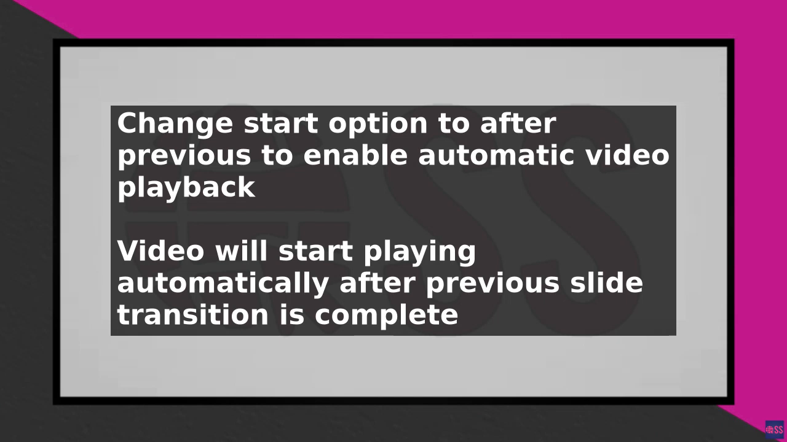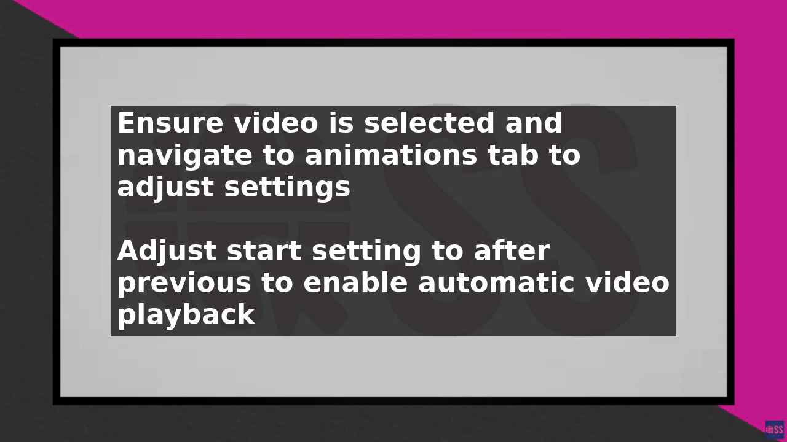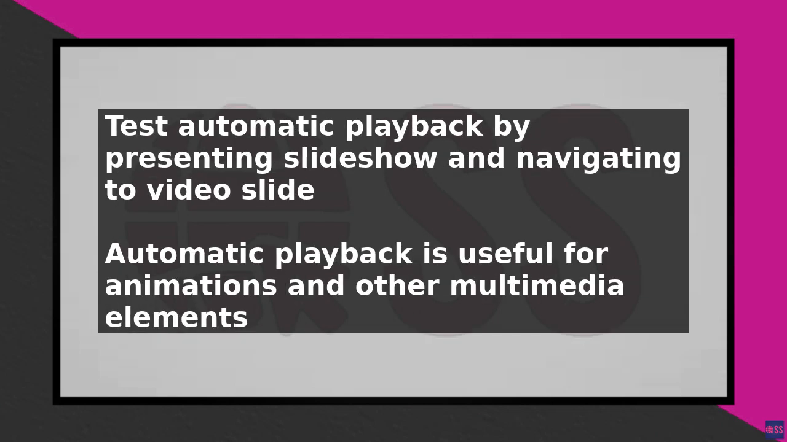This setting allows the video to start playing automatically when you transition to the slide it's on, immediately after the previous slide. To test this, simply present your slideshow and navigate to the slide with the video. It should play automatically without requiring a manual click. This feature can be particularly useful for animations and other multimedia elements.